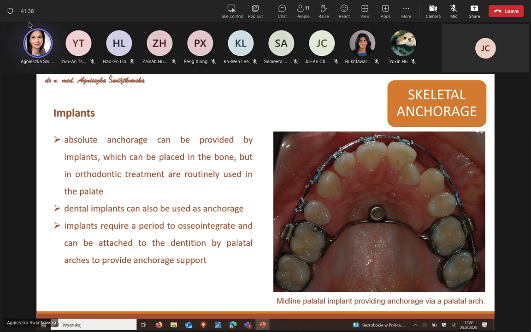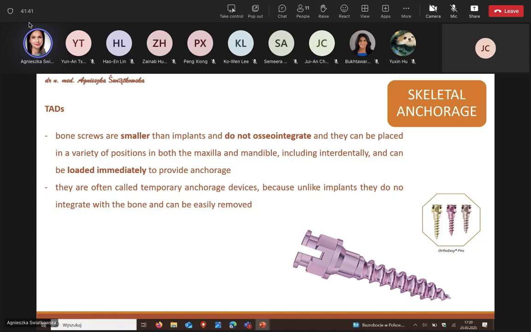Okay, implants. Nowadays we don't use this kind of implants very often, but these are used very often during orthodontic treatment. What it means: temporary anchorage devices. It's a very small kind of screw. This kind of screw doesn't osseointegrate, so we don't expect that there will be a connection between this micro screw and the bone.